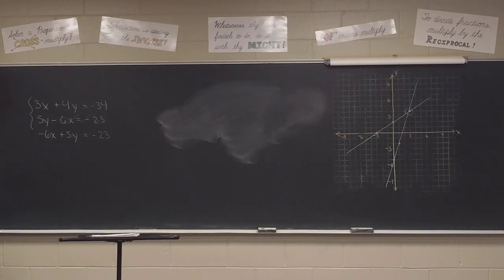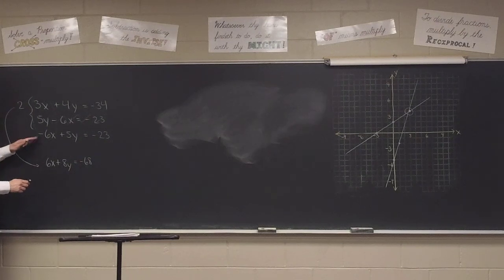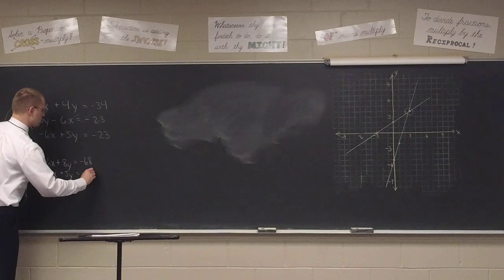Don't change that. And then once we've lined them up, Noah, there we go. Well, the idea would be pick a letter to get rid of. You picked the x. You said multiply by the entire top equation, right? So my entire top equation now becomes 6x positive 8y equals negative 68. And the bottom equation remains for now negative 6x positive 5y equals negative 23.